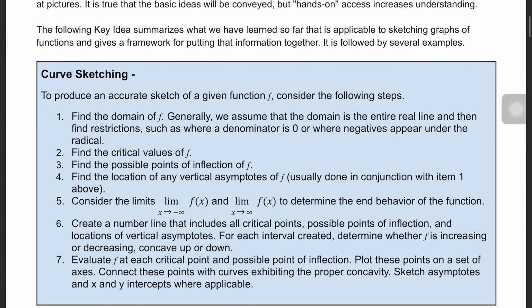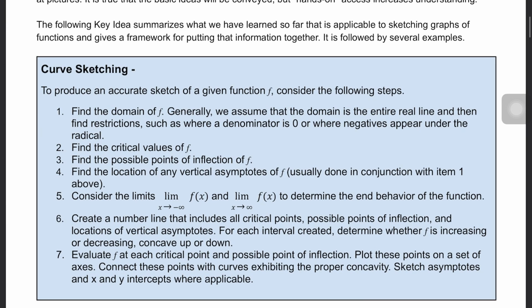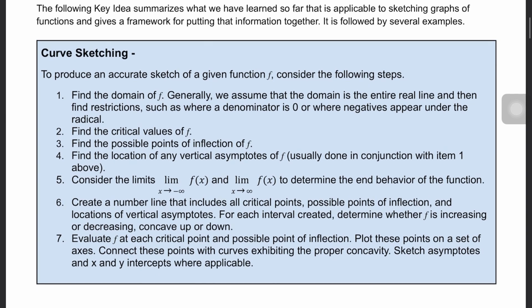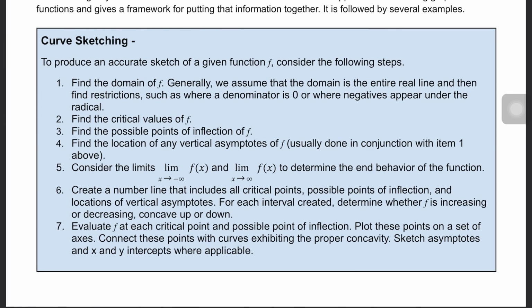Find the locations of any vertical asymptotes, usually done in conjunction with item number 1. We're also going to consider the end behavior of the function by finding the horizontal asymptote. And then we also create a number line that includes all critical points, possible points of inflection, and locations of vertical asymptotes. For each interval created, determine whether f is increasing or decreasing, concave up or concave down.